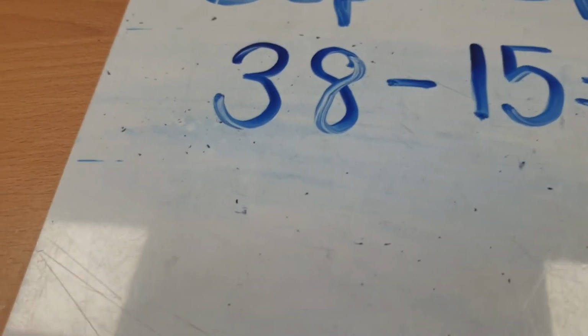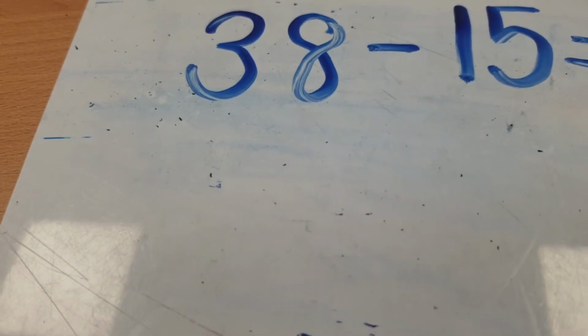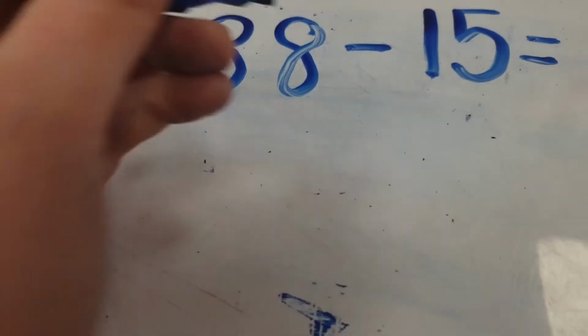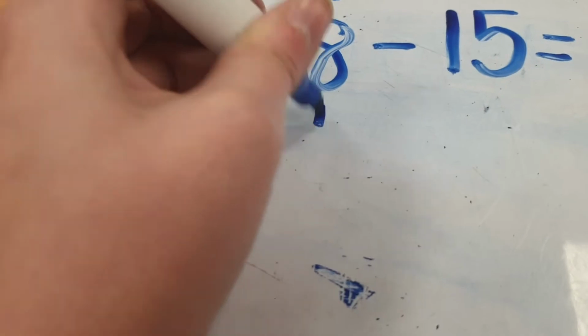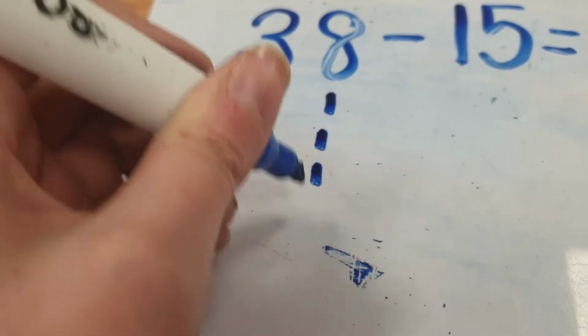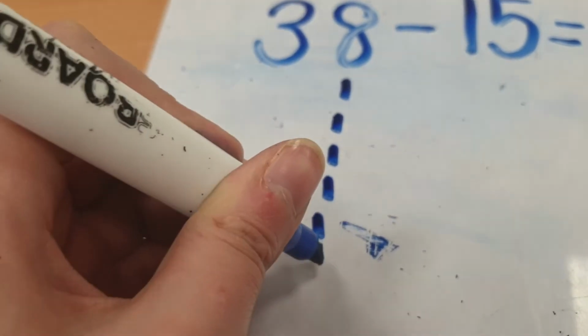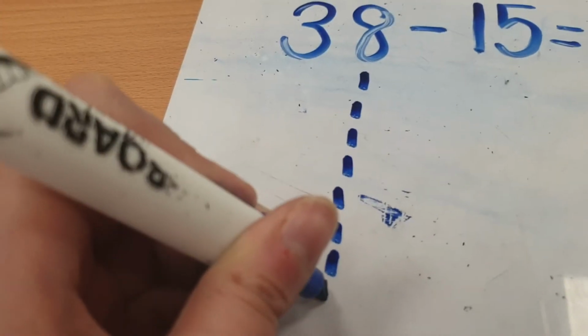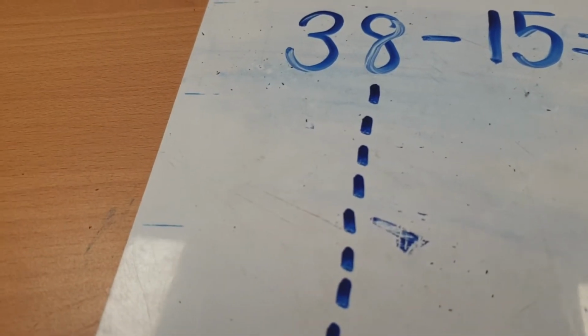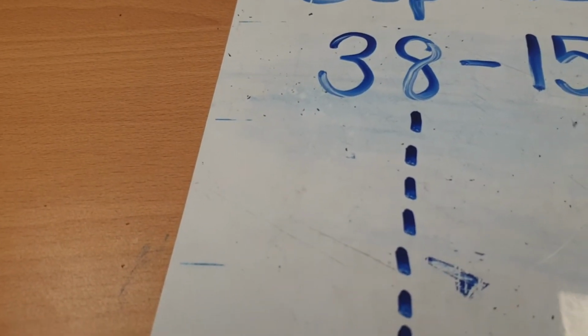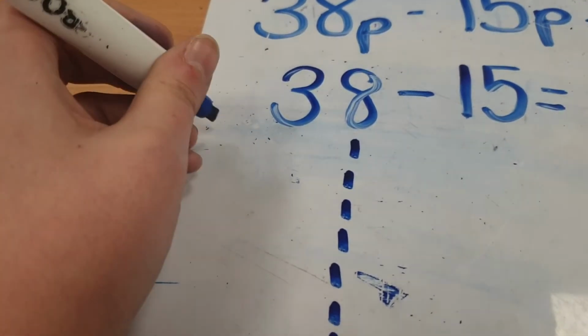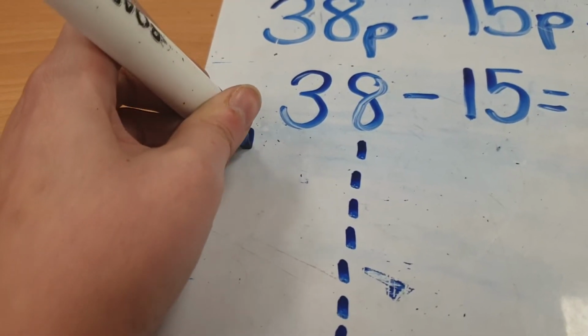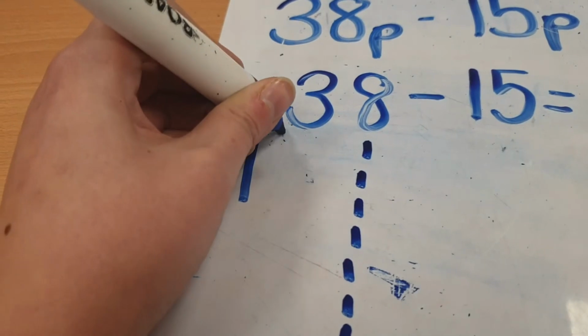So, how many ones have I got in 38? Well done. I have 8 ones and I'm going to draw my 8 ones. 1, 2, 3, 4, 5, 6, 7, 8. How many tens have I got in 38? Well done. I have 3 tens. So I'm going to draw 3 sticks of 10.